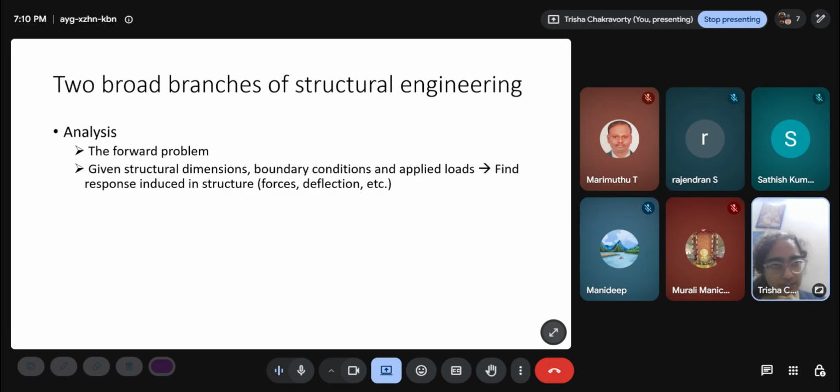So I know everything about the structure, and I want to find the response induced in the structure due to the applied loading. And this response usually comes into two categories again. One is the stress type response, one is the strain type response. So in bending moment and shear force diagrams, what did you do? I have the beam, I have the loading and boundary conditions, and when I get the bending moment diagram, we get the bending moment distribution along the length of the beam, or the shear force distribution along the length of the beam.